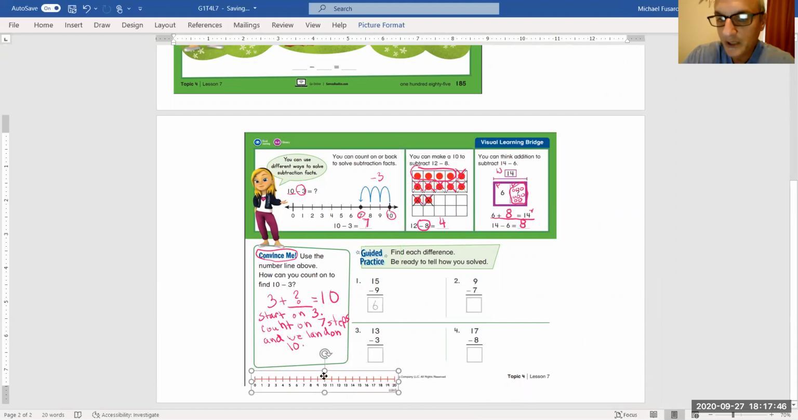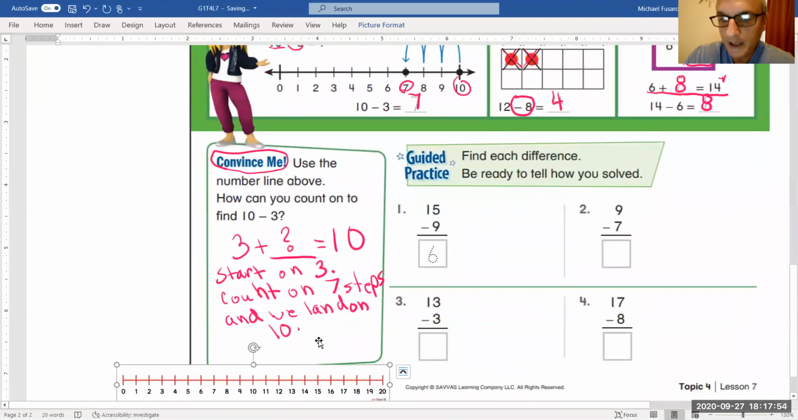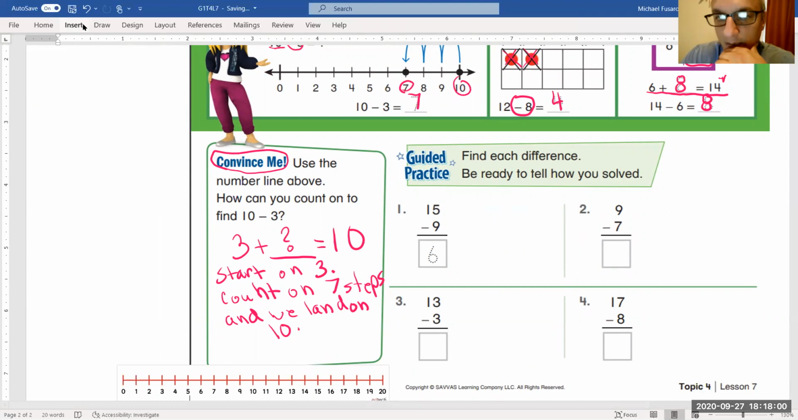Remember what I said, you can use any space you need in order to get your work done, okay? So don't be afraid to use spaces around you, especially on your papers if you have them. So we're gonna do this. We're gonna see what my directions say, and we're gonna see if it works.